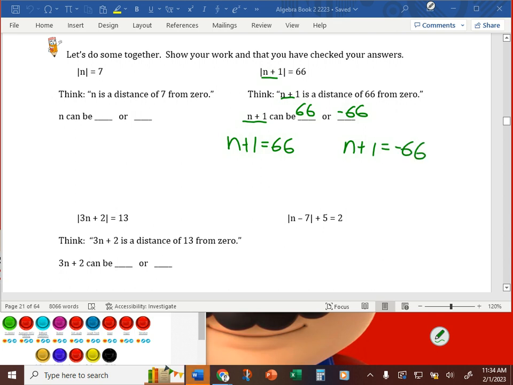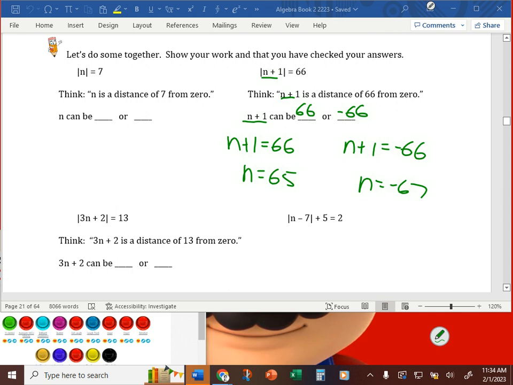And that's where our two equations come from, right? That definition of absolute value, a distance from zero. Here are our two equations. We use opposite operations to solve. Again, you already have these notes written down. And we get n can be 65 or negative 67. Notice they're not opposites, right? And the reason is because you've got that plus 1 going on there. 65 plus 1 is 66, a distance of 66 from 0. Negative 67 plus 1 is negative 66, a distance of 66 from 0.